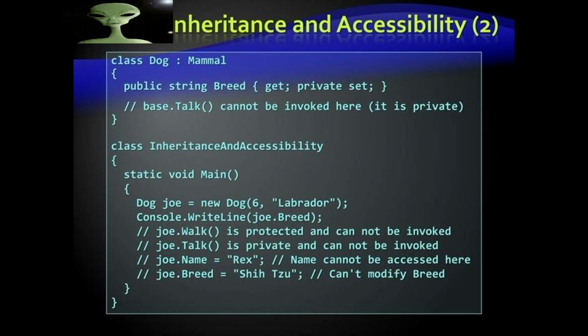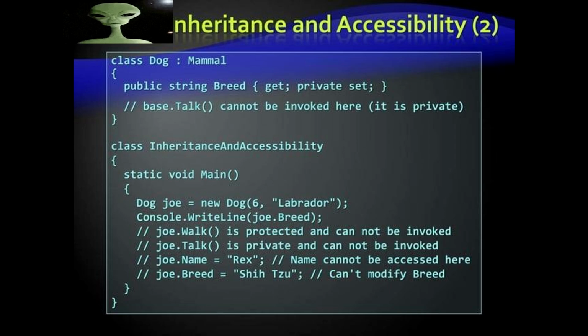This further subclass, dog, a mammal, has a public string, breed, for its breed, and cannot invoke base talk as before, as it is still private. The class InheritanceAndAccessibility is an example class which has a main function. It creates a dog which has the age of 6 and the breed of Labrador, which goes into a variable Joe. It then prints this out to the humanoid concept of consoles.